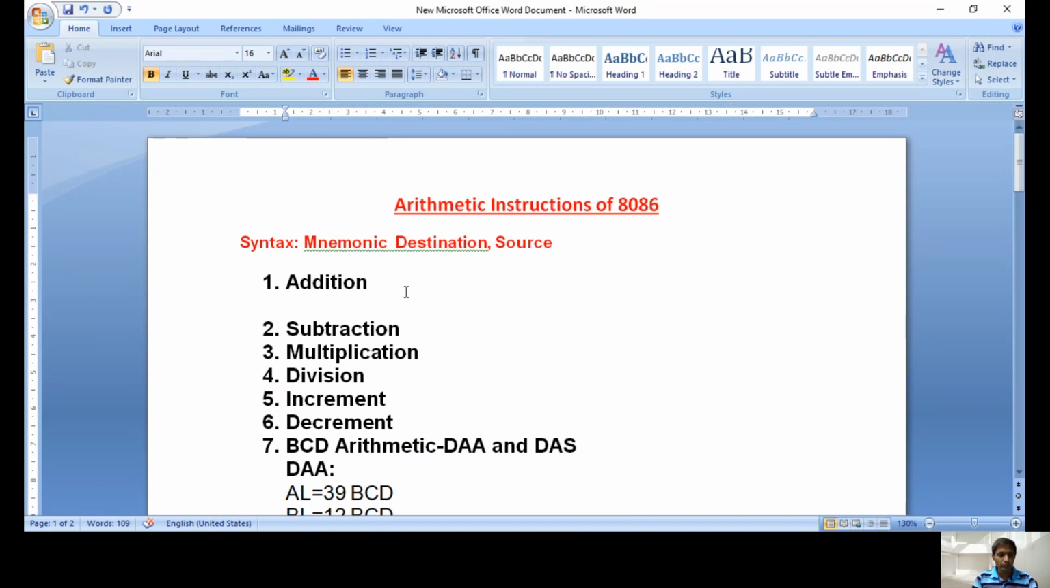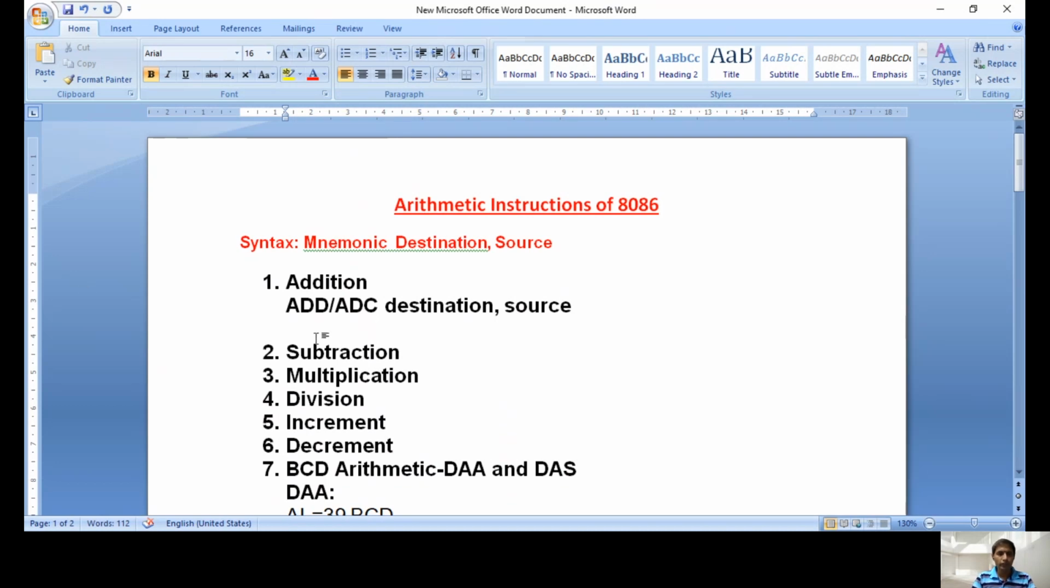Generally, the mnemonic for addition is ADD, or sometimes ADC also. I will tell you when we write ADD and when we write ADC. Destination comma source. So this is the syntax for the addition instruction. We can write either ADD or ADC. The ADD instruction is used to add an 8-bit number with another 8-bit number, or a 16-bit number with another 16-bit number; then ADD is enough.